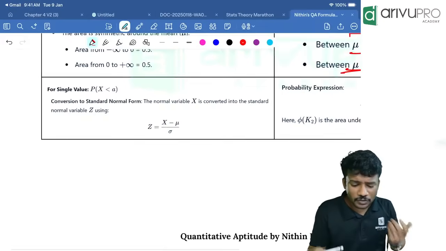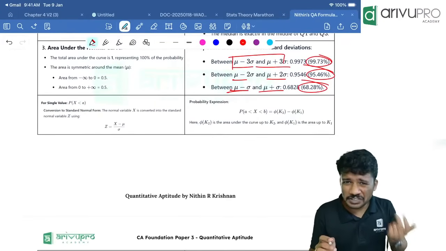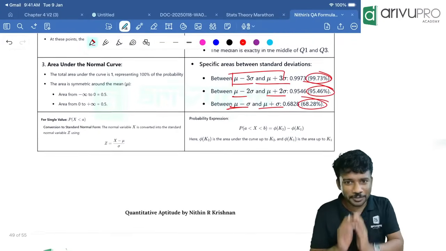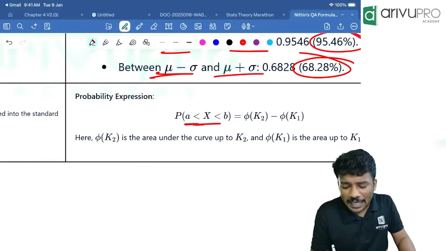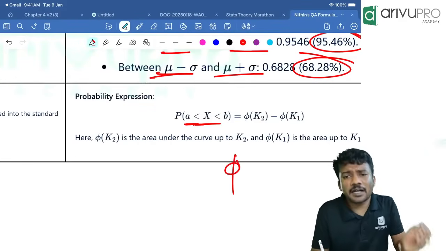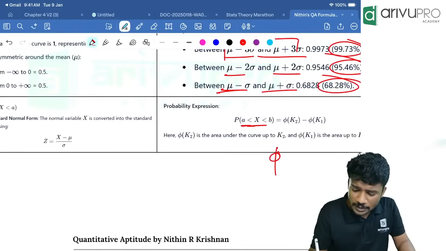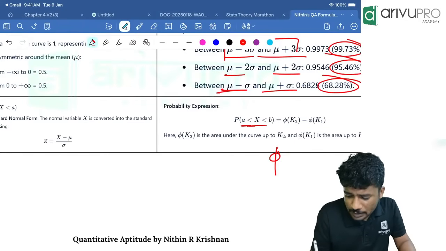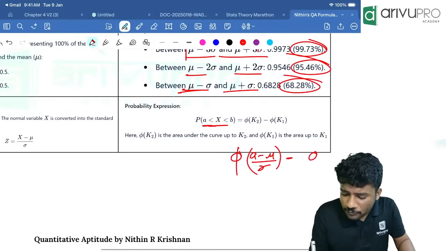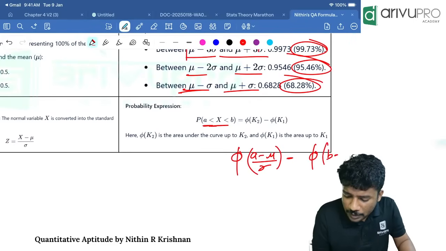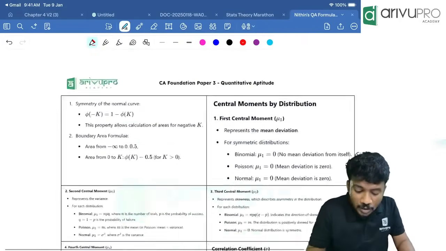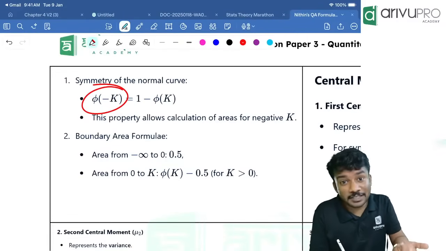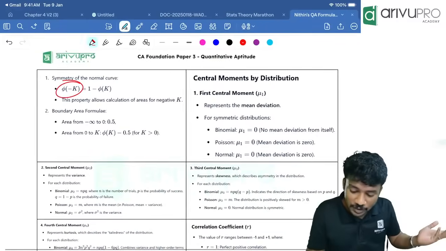Now, for the standard normal distribution, we discussed it in the marathon also multiple times. Now look here: the area where the x value is between a and b, you can write it as phi of ((b minus mu) divided by sigma) minus phi of ((a minus mu) divided by sigma). You can get the answer. Then phi of minus k, whenever it is minus k, you write it as 1 minus phi of k. That way you can write.